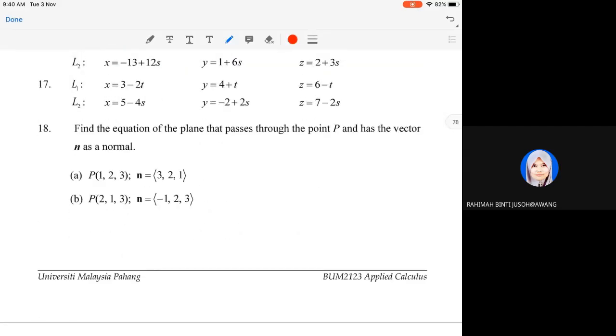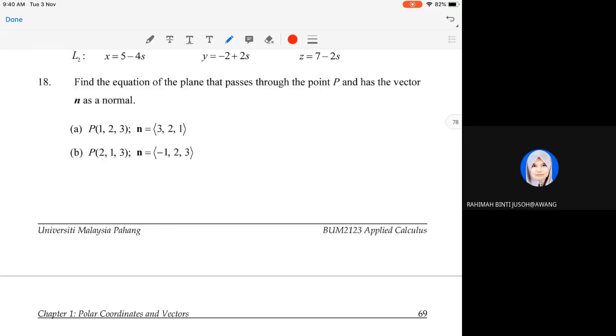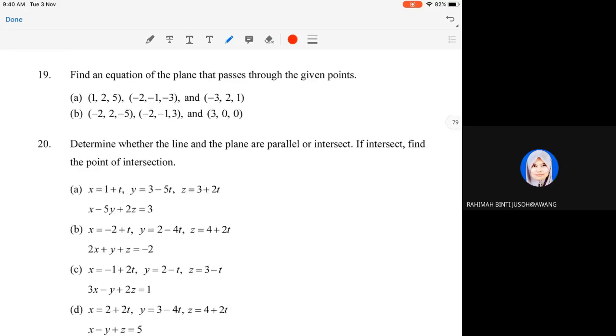Question number 18, find the normal vector. This is direct. Question number 18, it has already been given. This is the P0 and the normal vector. Find the equation of planes that pass through the given points. Okay, so let us do question number 19A. Okay, question number 19A.